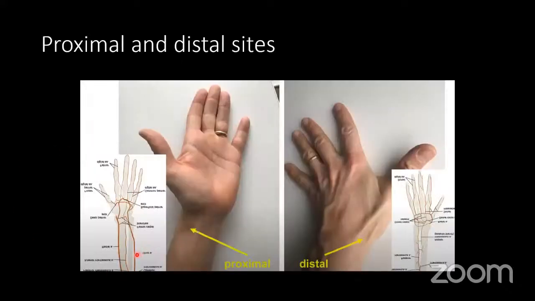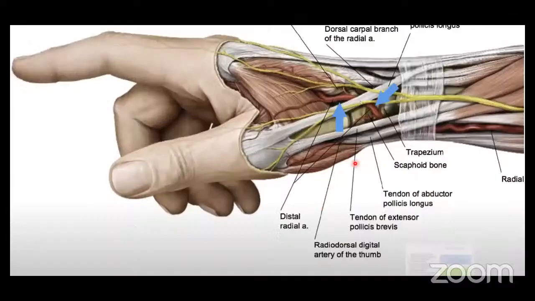So these are the two sides. This is the proximal, and this is the distal. Distal is otherwise known as the anatomical snuffbox. These are the boundaries of the anatomical snuffbox. We have extensor pollicis brevis and abductor pollicis longus on one side, and extensor pollicis longus on the other side, and in between, in the floor, you can see the radial artery.